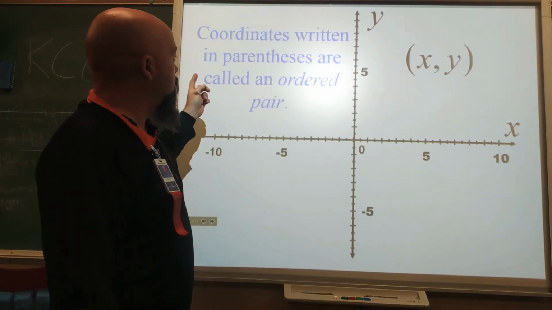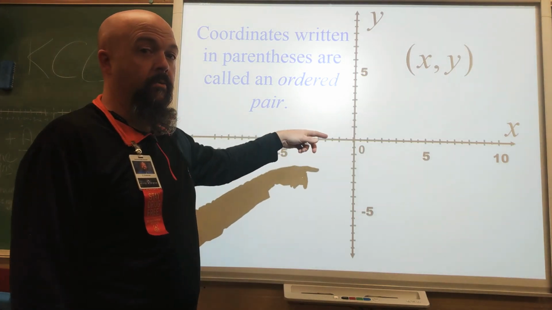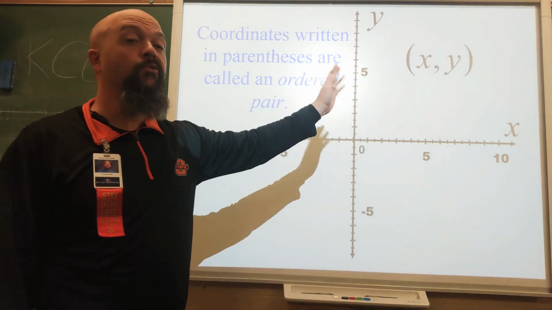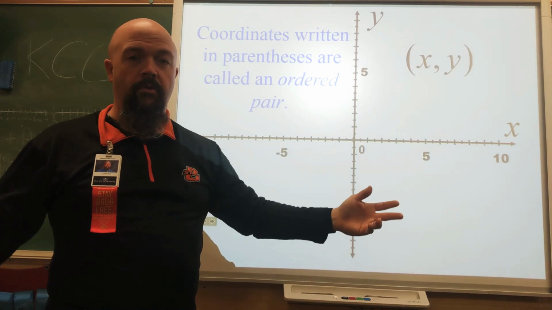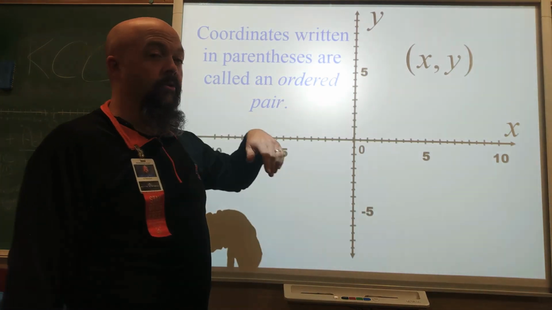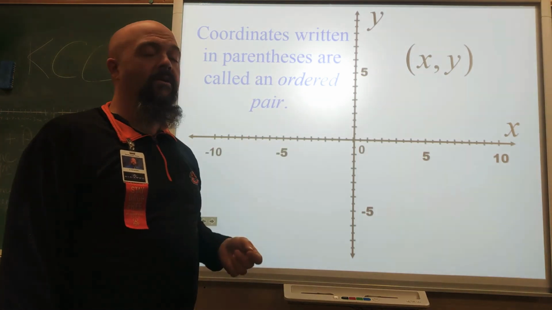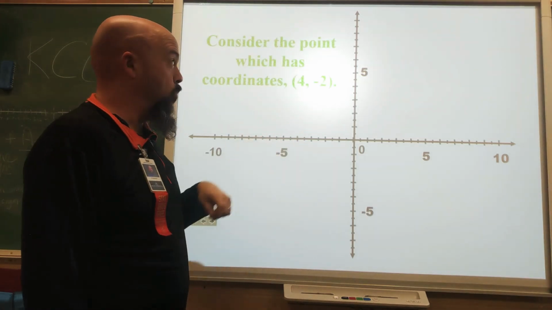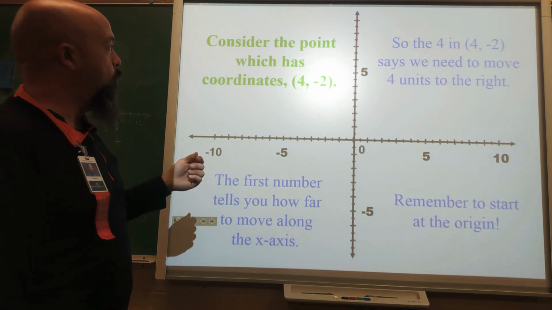Coordinates written this way are called an ordered pair. Ordered pair because it's in the proper order. This is a universal thing. Any place you go that does math, which of course in our world is everywhere, whether you like it or not, this is considered the ordered pair. Parenthesis x, comma, y, parenthesis. I keep saying it because that's very, very important.